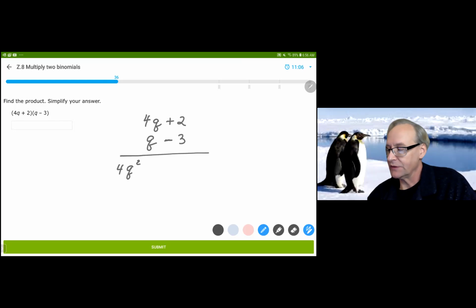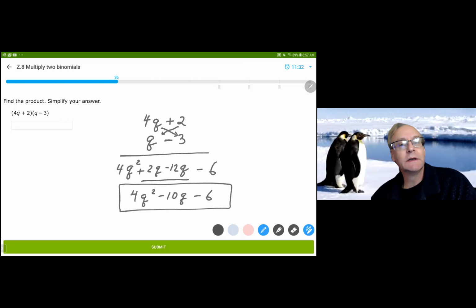And I'm going to multiply the 2 times the negative 3 and get the negative 6. To get my inner pair, I'm just going to cross multiply 2q and negative 12q. And I'm going to add these together. I'm going to get 4q squared minus 10q minus 6.